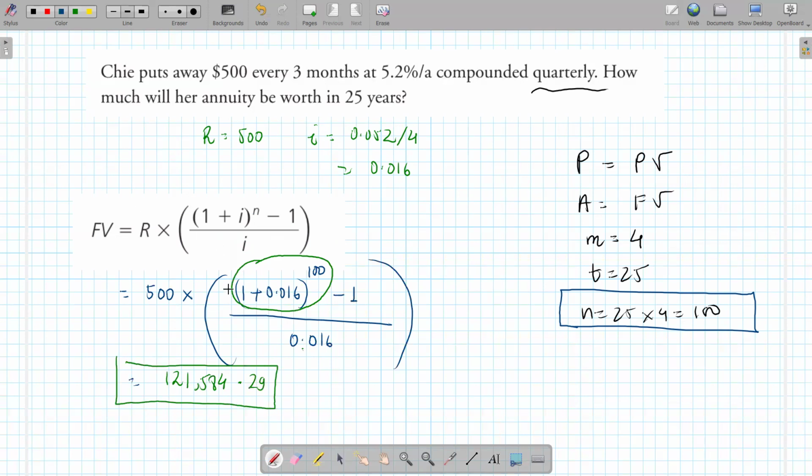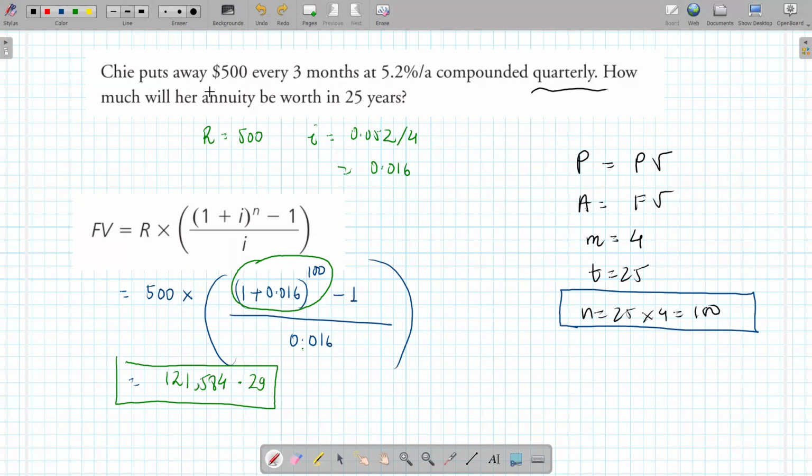So that's going to be future value if you put away an annuity of 500. So just be careful. Sometimes it's going to be an annuity question, sometimes this is going to be a principal amount. The difference is that with an annuity, you're going to be doing it over and over again. So puts away 500 every 3 months. This is your annuity. This is R.